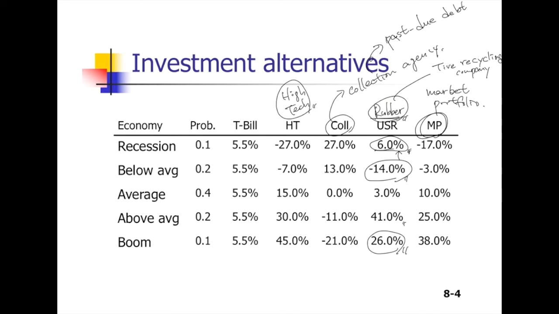A collection agency moves in the opposite direction of the market. So in a market recession, the market portfolio expected return is negative, but the collection agency has a positive return, right? Because there are many past due debts, they can have some benefit from this. And when the market is in a boom, the market portfolio has a positive return, but the collection agency has a negative return. Why? Because in this case, there is little past due debt, so they can expect a low rate of return, right?